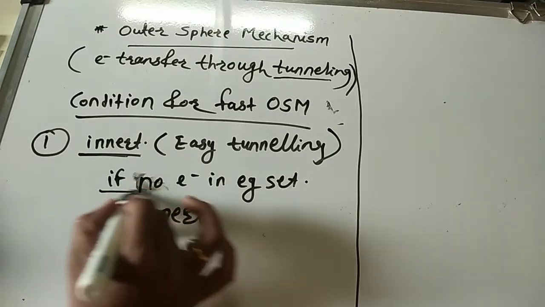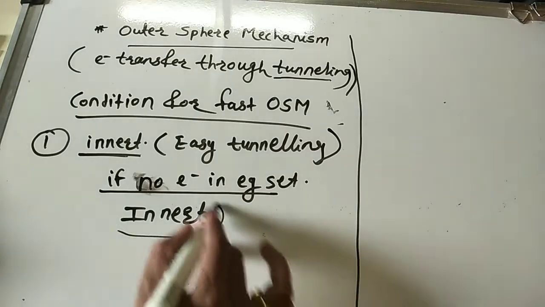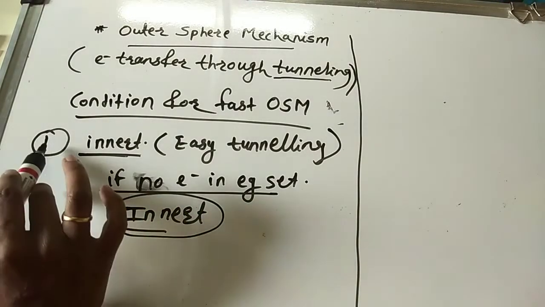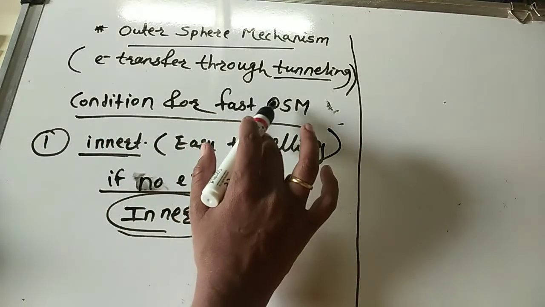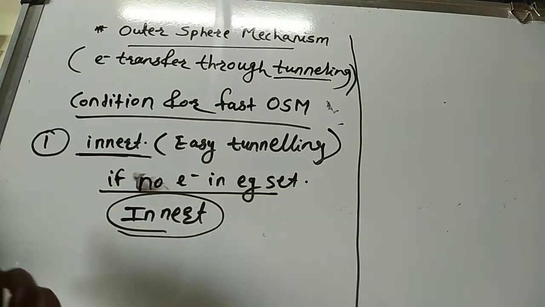This is a very important key. If there is no electron in the eg set, then such a complex is called an inert complex. Okay, the first condition for the outer sphere mechanism is that both the complexes should be inert.